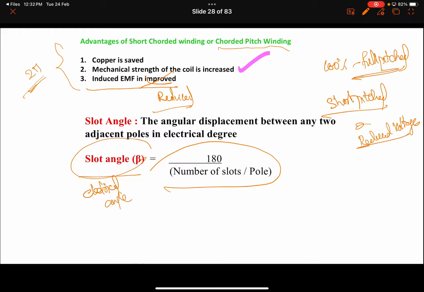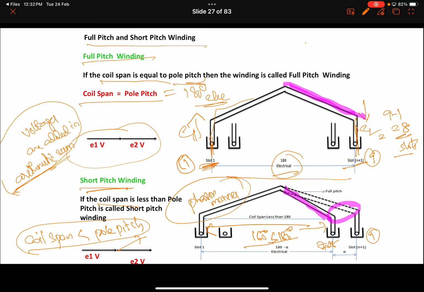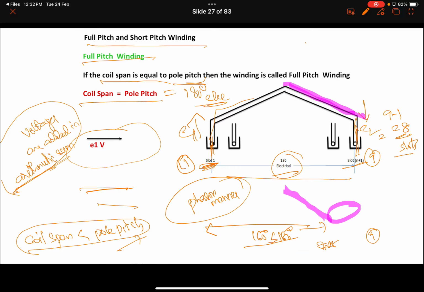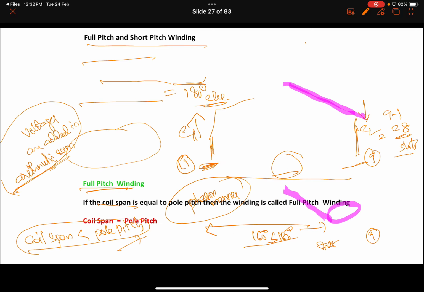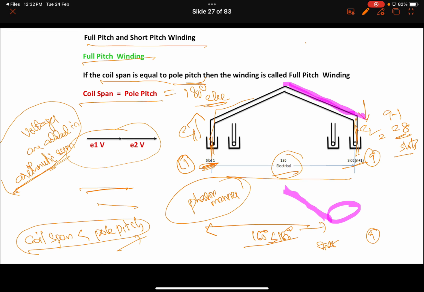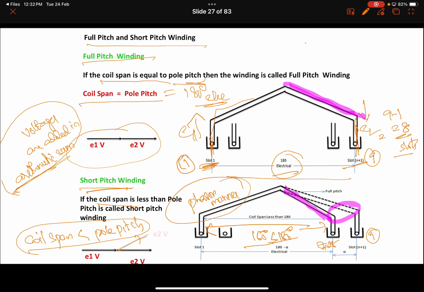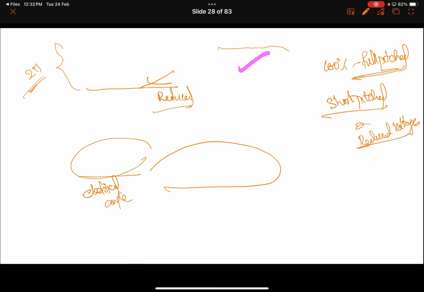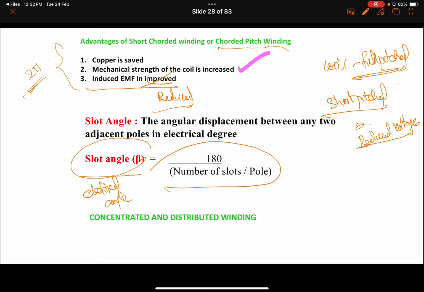For a 6-pole machine, what is the electrical angle? Theta electrical equals P by 2 into theta mechanical. So 6 by 2, it is 3 times the mechanical angle. That is 360 into 3. How much is it? 1080. It is 1080 here.